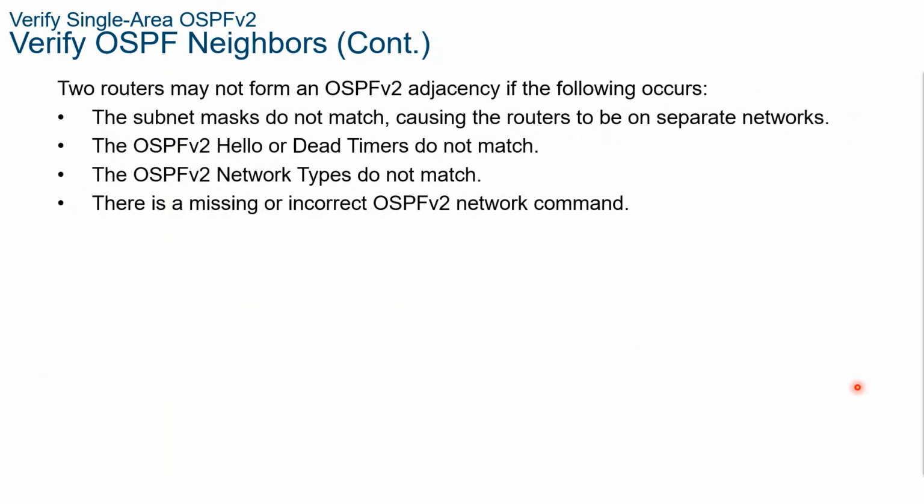Okay? So two routers may not form an OSPF version 2 adjacency if the following occurs. So first, the subnet masks do not match, causing the routers to be on separate networks. The OSPF version 2 hello and dead timers do not match. The OSPF version 2 network types do not match. And there is a missing or incorrect OSPF version 2 network command.